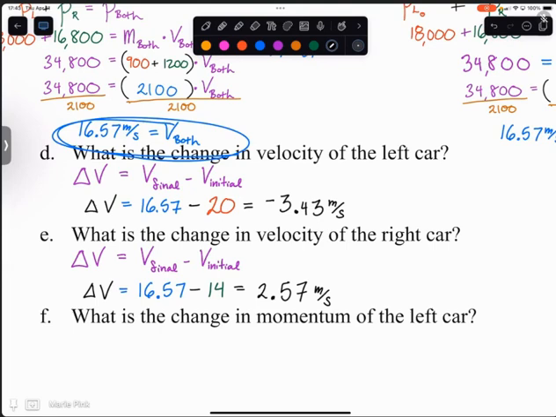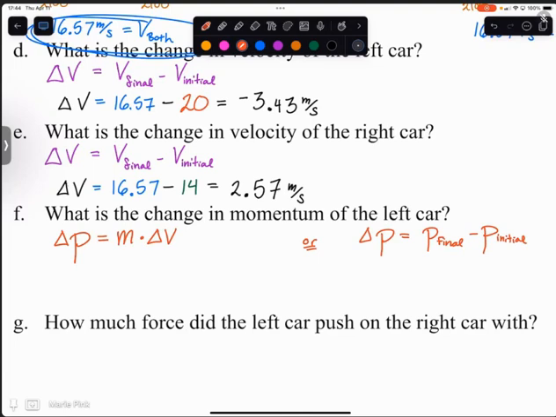All right, and moving on, we've got what was the change in momentum of the left car. To find the change in momentum of the left car, I would need to do it one of two ways. You can do it by doing your mass times the change in velocity, which is handy because we just did that. Or you can figure out the momentum of the car after the collision and subtract that from the initial momentum of the car. So I'm going to do it the first way first.